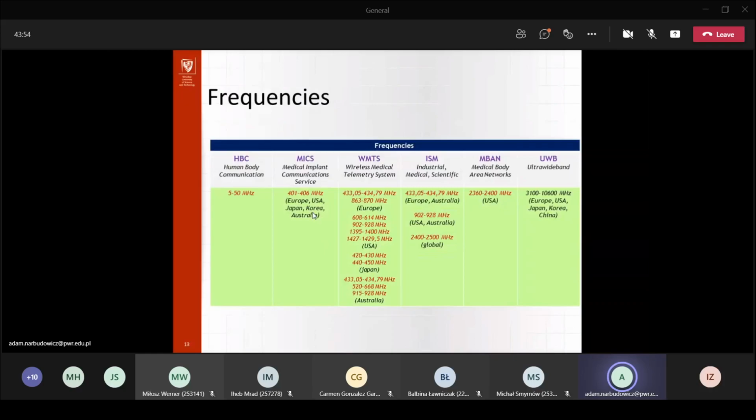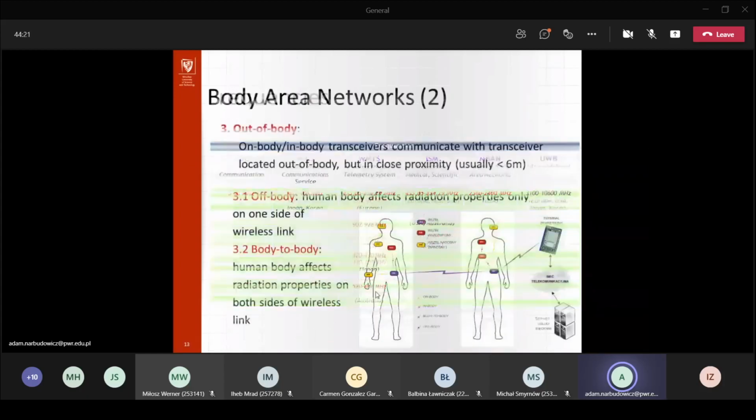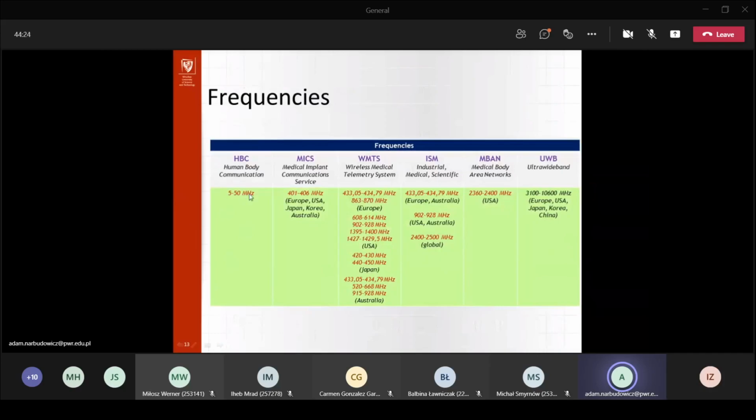Now, a little bit of a note on the frequencies. I mentioned that especially for in-body communication, lower frequencies are preferred because of the increased penetration. And those are some of the frequencies which are dedicated to medical devices or body area networks. As you can see, they range from a few megahertz up to, in the case of ultra wideband, even 10 gigahertz.